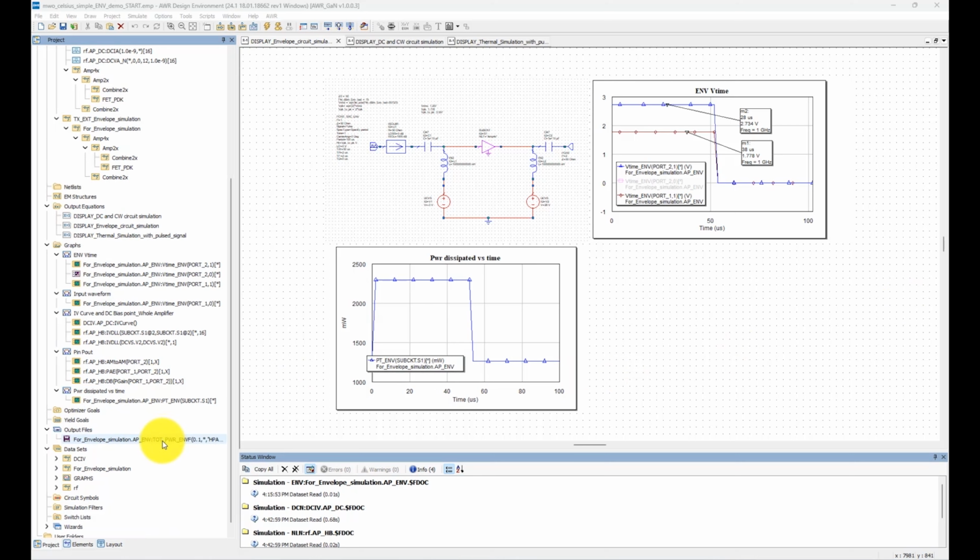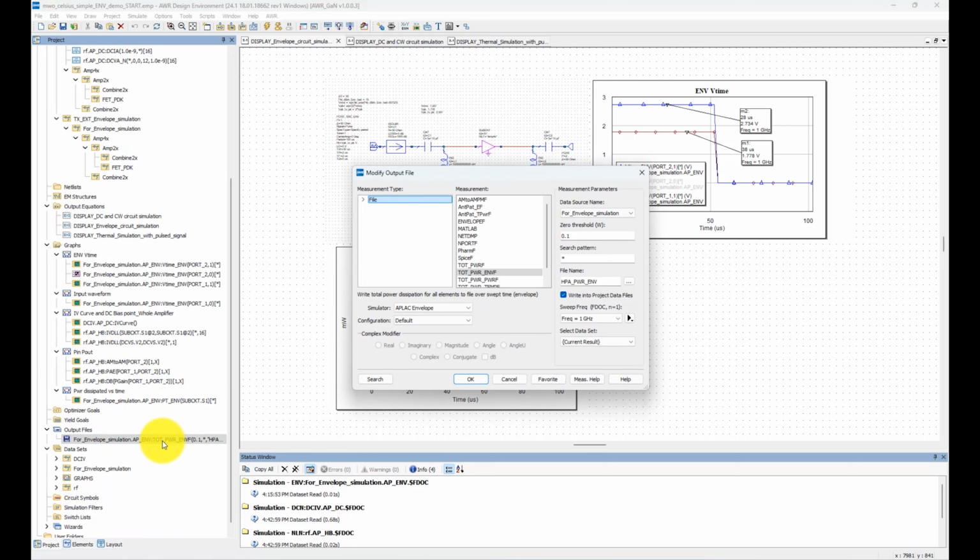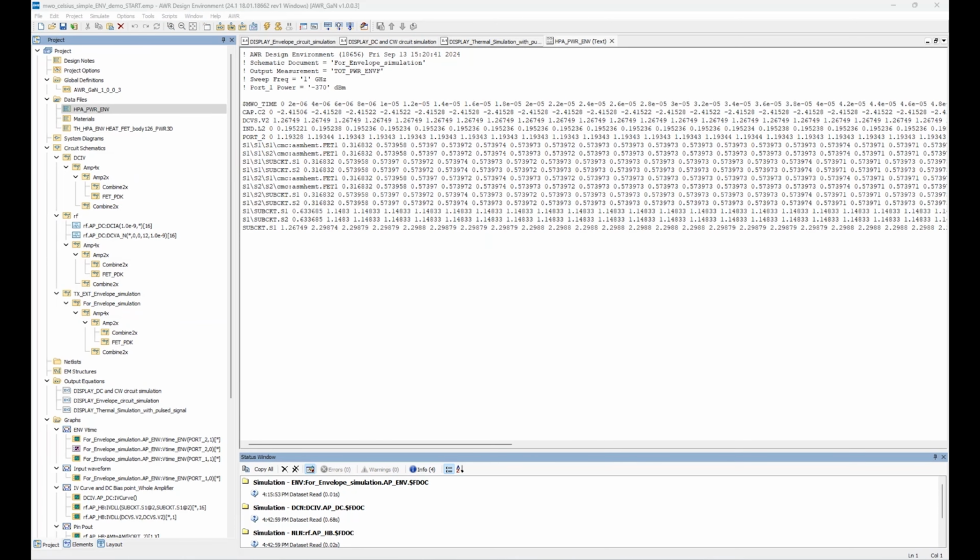A measurement in the group output files generates a granular data file of this information, showing the power dissipated in all schematic elements of the amplifier as a function of time. This is used in the thermal analysis.